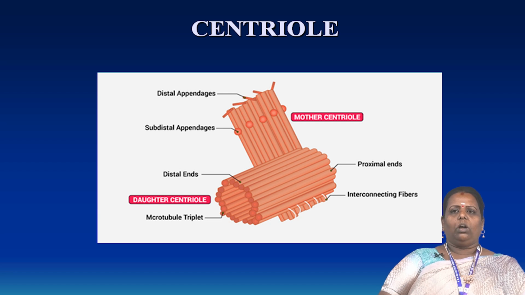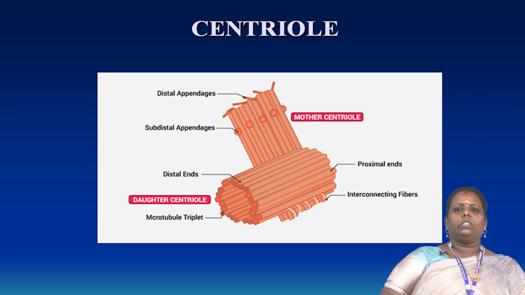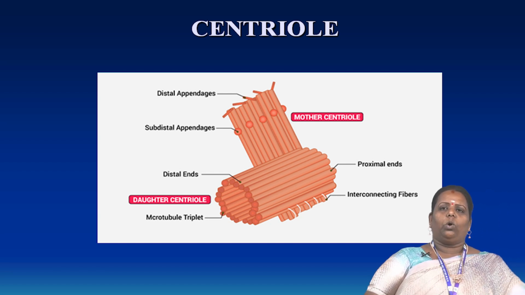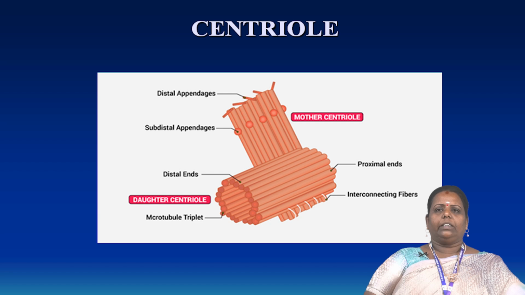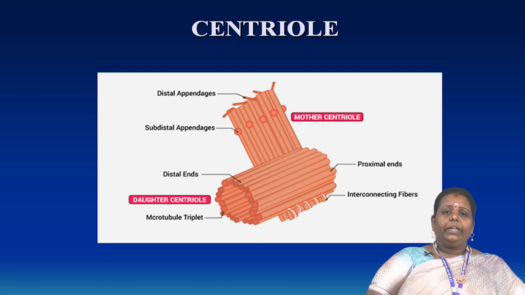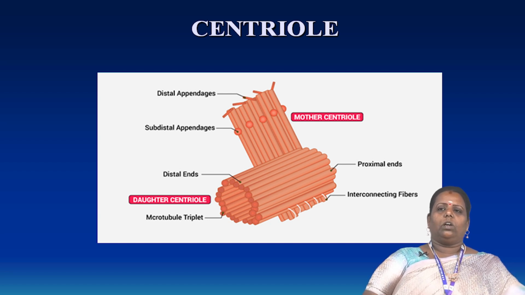The centrioles also have distal appendages. We have to distinguish the mother centriole and the daughter centriole. What is the difference between these? Subdistal appendages occur in the mother centriole. Normally, the microtubule triplet is present in the daughter centriole, and it also has the proximal end and the interconnecting fiber between the organelles. Distal appendages also occur in the mother centriole.